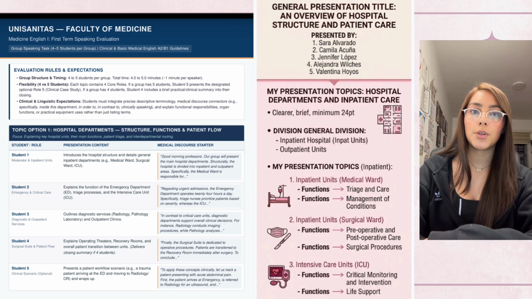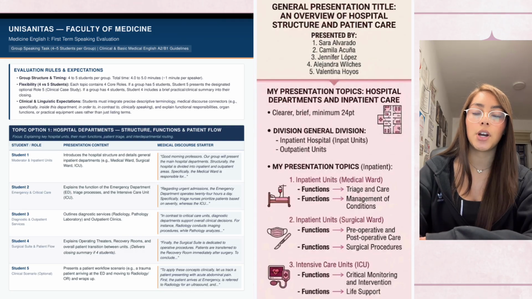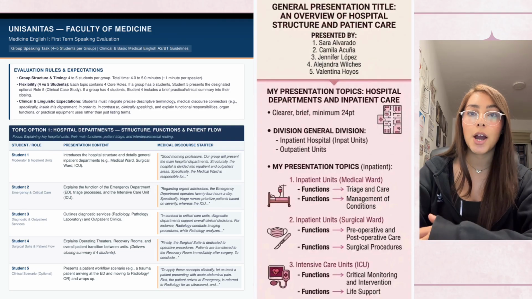Good morning. Our group will present the main hospital departments and their functions. First, I will explain the general structure of the hospital. A hospital is divided into inpatient and outpatient areas.